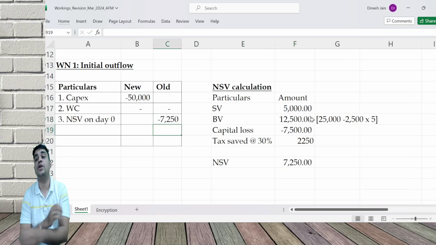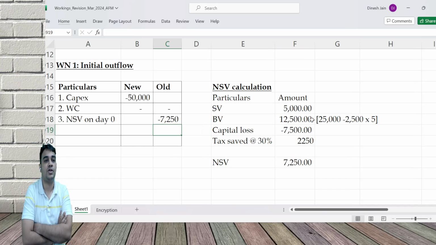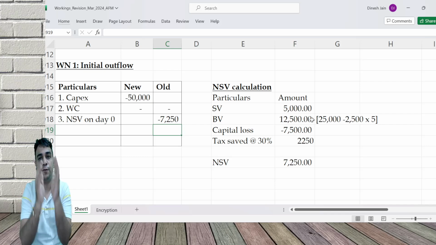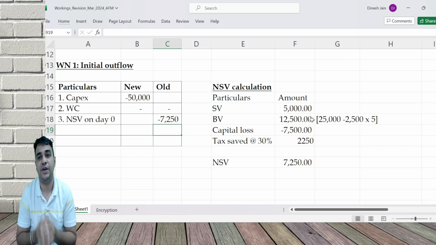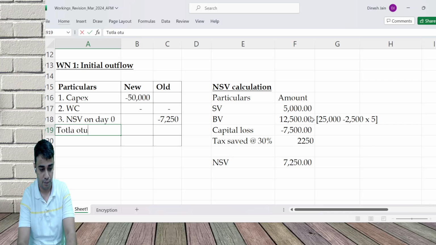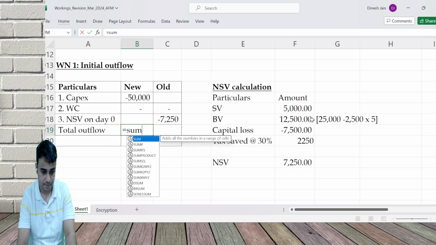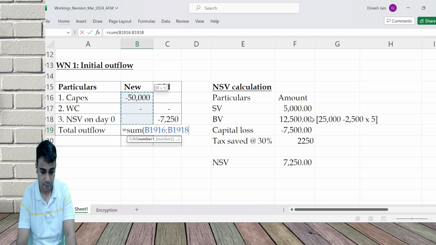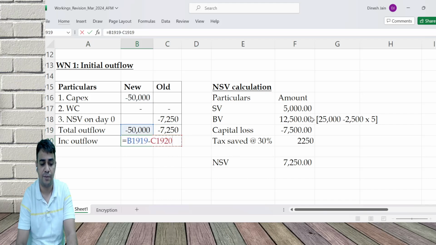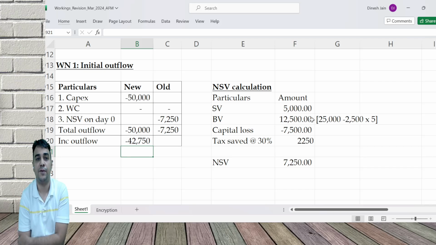This is my opportunity cost today. Another way of understanding is you buy the new machine for 50,000, sell the old machine for 7,250. So total outflow. Incremental outflow is new minus old. Minus 50,000 minus of minus 7,250. 42,750 is my outflow.